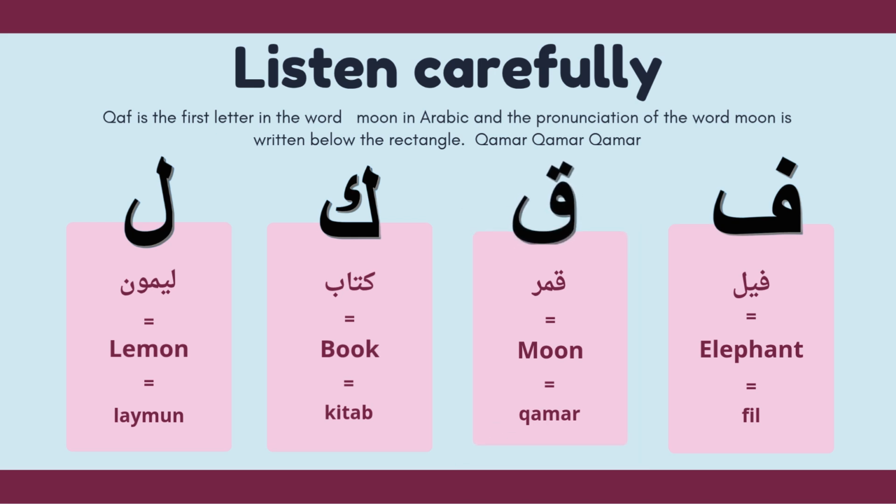Qaf is the first letter in the word moon in Arabic, and the pronunciation of the word moon is written below the rectangle. Qamar, qamar, qamar.